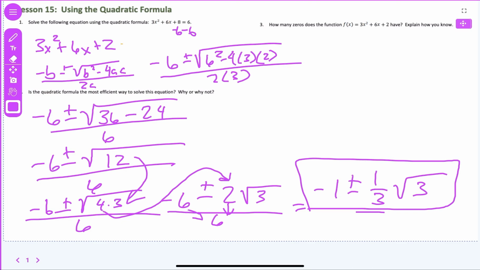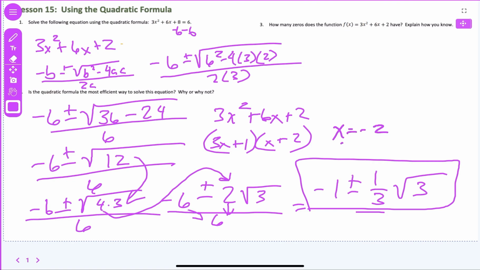Now, it says, is the quadratic formula the most efficient way to solve this? Why or why not? Well, let's see. If we have 3x squared plus 6x plus 2, let's do trial and error. That would be 3x plus 2 plus 1. So we would have x is equal to a negative 2 and x is equal to a negative 1/3.